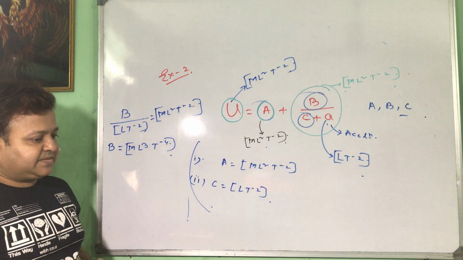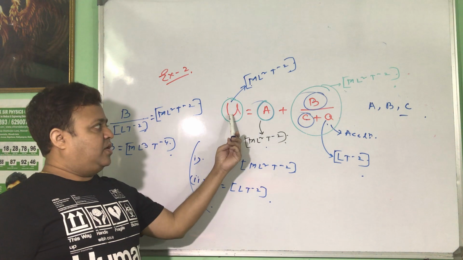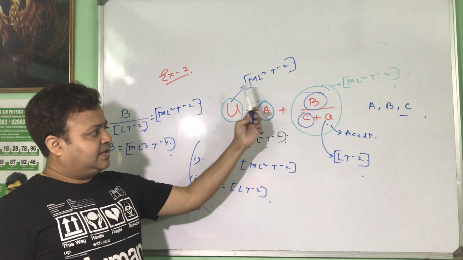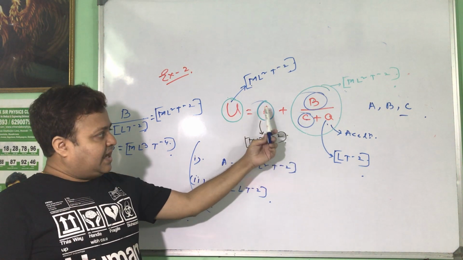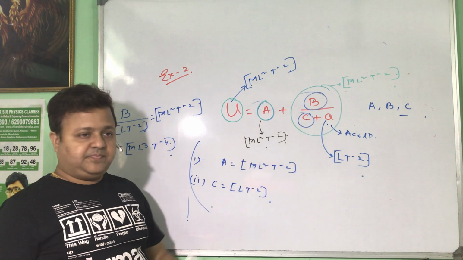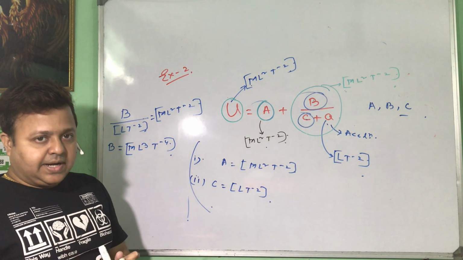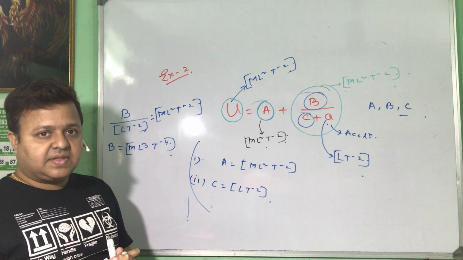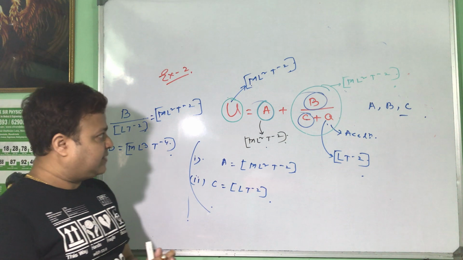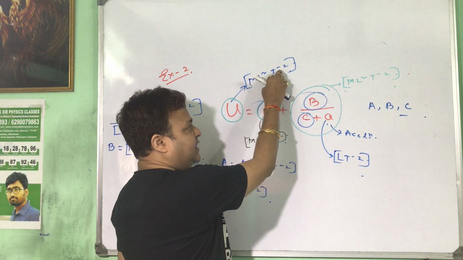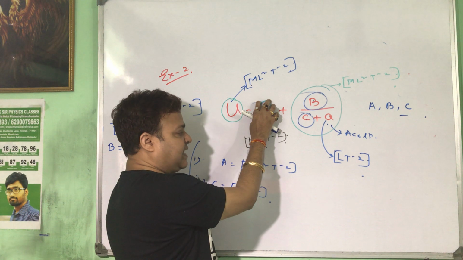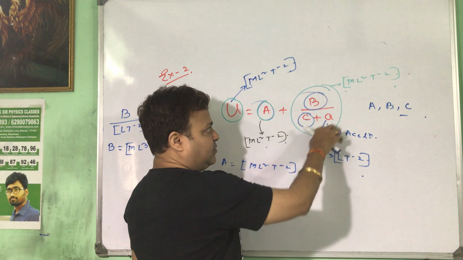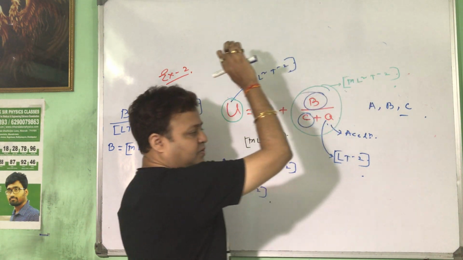Repeat question. U equal to A plus B divided by C plus A, where U is the energy and small a is the acceleration. We have to find the dimension of capital A, B, C. According to the dimensional homogeneity, we can add or subtract the same dimensional quantity, and the result is also the same dimension. That means this is the dimension of energy, ML²T⁻². So the dimension of A must be equal to the dimension of energy, and the total dimension is also ML²T⁻².